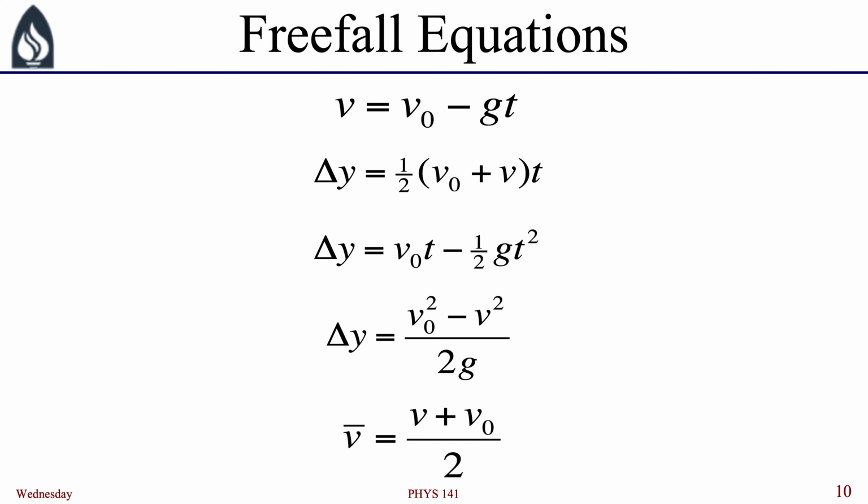So here on this slide, you can see that we've taken all of our constant acceleration equations and in each case replaced the a with a minus g. Now, some of our equations didn't have an a in them, so they remain the same. So these equations you can use if you are in a circumstance that involves free fall.